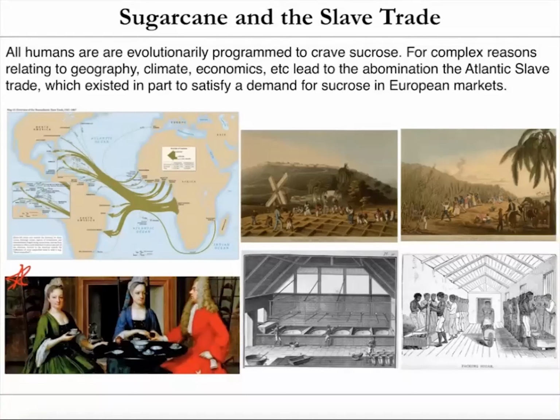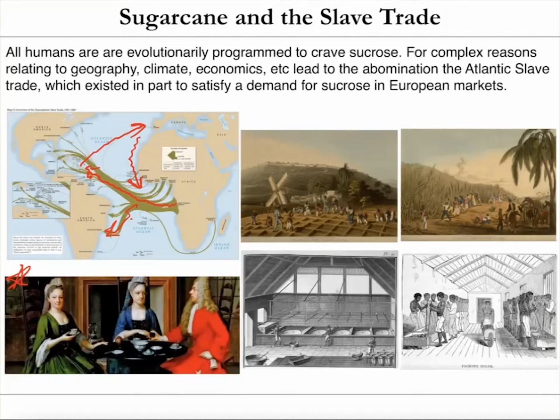So it was considered an essential spice that was very necessary to make cakes and desserts and also to flavor your tea and everything. So as I said, we're evolutionarily programmed to crave sucrose. However, this led in part to the Atlantic slave trade, which is this terrible thing where slaves were imported from Africa to the New World. They developed crops that were then sent to England, and then that whole process sort of repeated. The slave trade was due in part to the demand for sucrose in European markets.